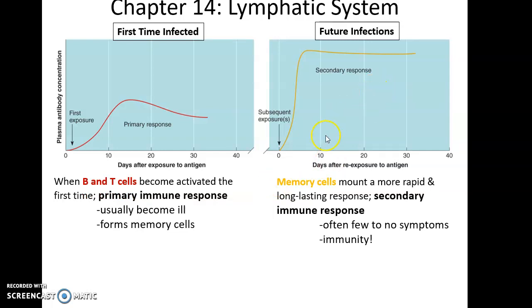Then when we do have a future infection, the memory cells can cause a more rapid and long-lasting response. So you get a much, much stronger response against the presence of that antigen, and then it ramps down much, much slower. Often, this will allow us to not have any symptoms. So we get infected with the pathogen, but we do not suffer any illness. We do not suffer any symptoms. And that is what we call immunity.